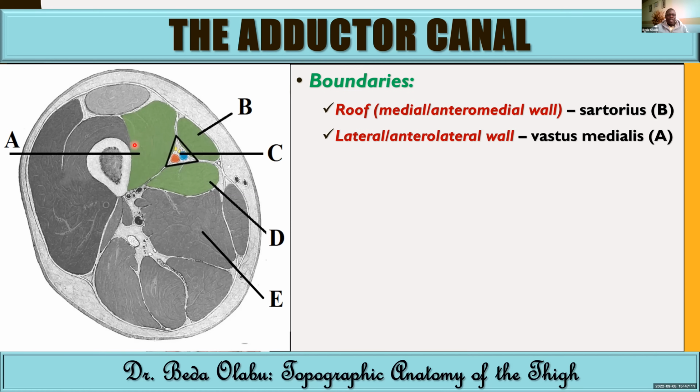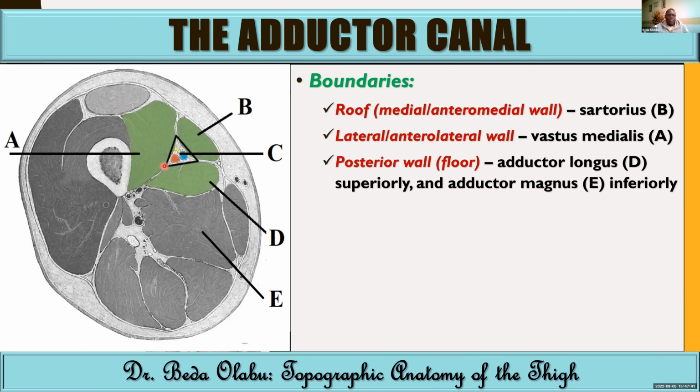this muscle labeled A. This is the vastus medialis muscle. Don't confuse this lateral and then say vastus lateralis, which is this one. Vastus lateralis is very far away from that particular tunnel. It is the vastus medialis muscle. This is vastus lateralis, this is vastus medialis, this is vastus intermedius, and this is the rectus femoris muscle.